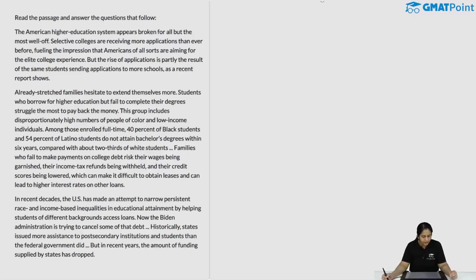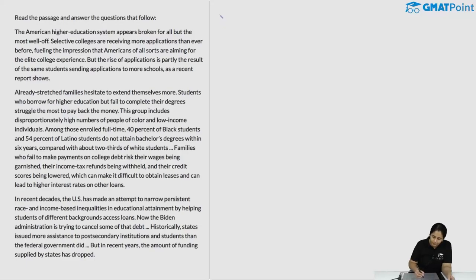The American higher education system appears broken for all but the most well-off. Selective colleges are receiving more applications than ever before, fueling the impression that Americans of all sorts are aiming for an elite college experience. But the rise of applications is partly the result of the same students sending applications to more schools, as a recent report shows.